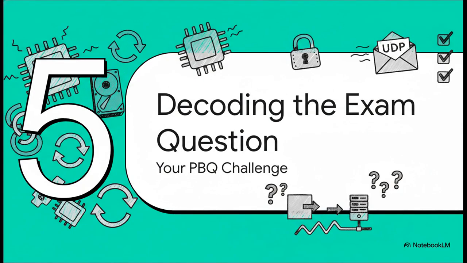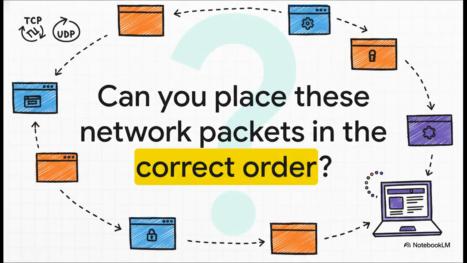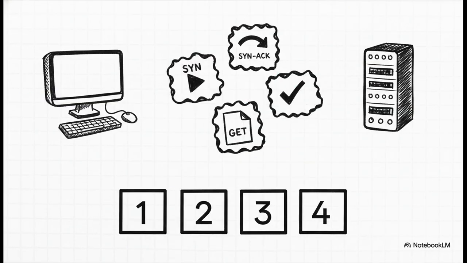All right, theory's great, but let's get our hands dirty. We're going to walk through a performance-based question, the exact kind of thing you're likely to bump into on your CompTIA A+ exam. So, picture this. You're looking at a network capture tool, and it's showing you a bunch of packets. Your task is to figure out the right sequence to successfully establish a connection and load a web page. You ready? And here are the puzzle pieces you've got: a GET packet, an ACK, a SYN-ACK, and a SYN.